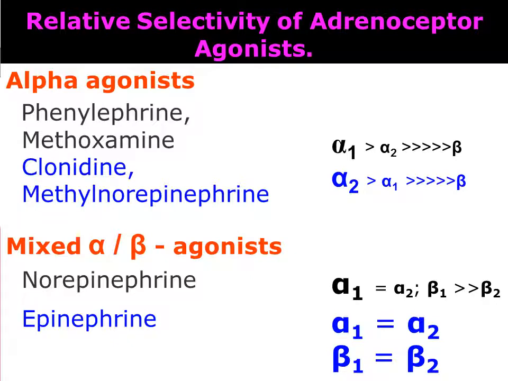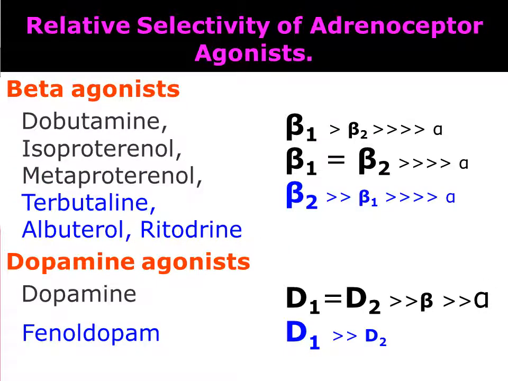Relative selectivity of adrenoreceptor agonists. Alpha agonists, phenylephrine and methoxamine, mainly act on alpha 1 receptors and show less activity or selectivity for alpha 2 and beta receptors. Clonidine and methyl norepinephrine. Relative selectivity of adrenoreceptor agonists. Beta agonists.